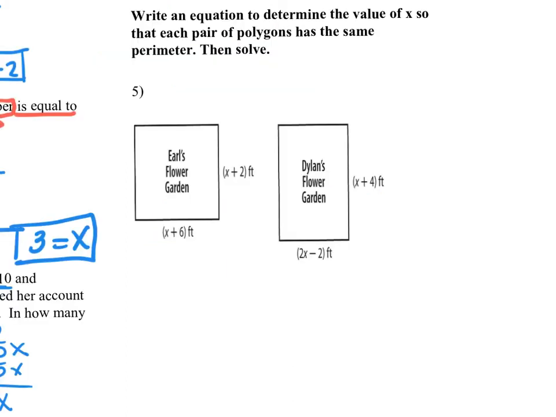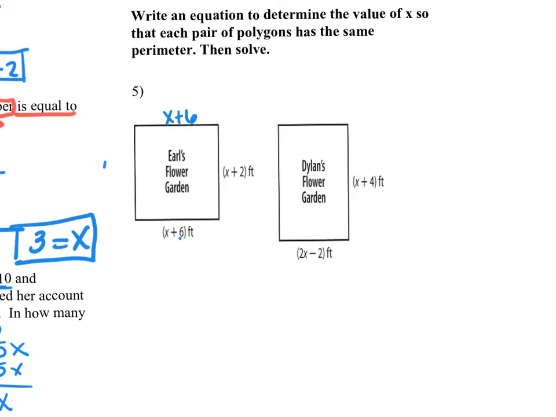If you look at these, it says write an equation to determine the value of x so that each pair of polygons has the same perimeter. Perimeter is the distance around something, right? But we know that a rectangle, if this is x plus 6, then this side up here is x plus 6, right?